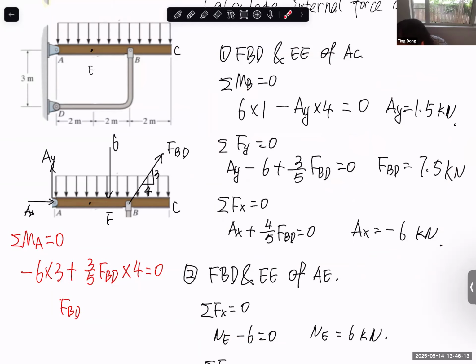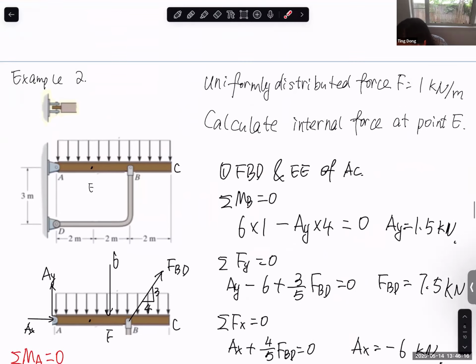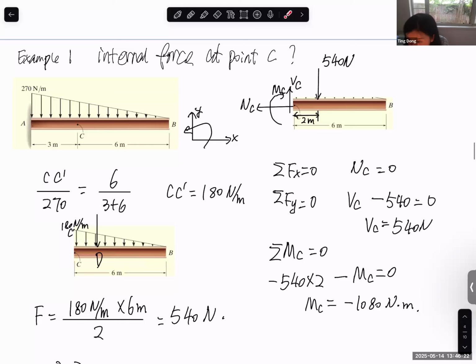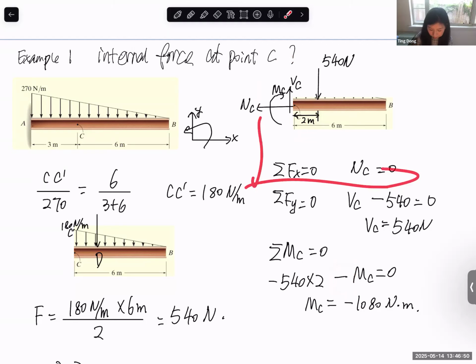For example 1, why is MC considered negative when CB, for example 1, MC is clockwise? When we put everything in the equilibrium equation, everything follows the coordinates. Following the coordinates, this becomes a clockwise moment. That's why we have the negative sign. For the global coordinates, this is a positive moment. This is a negative moment.